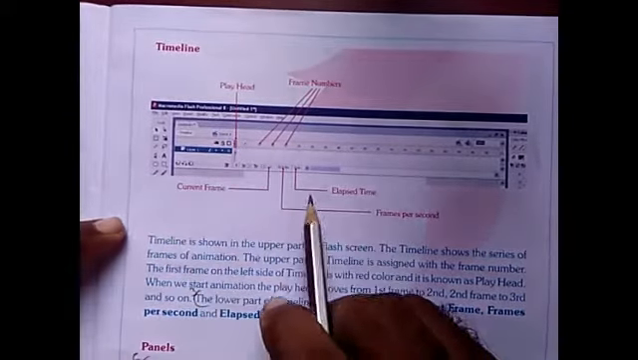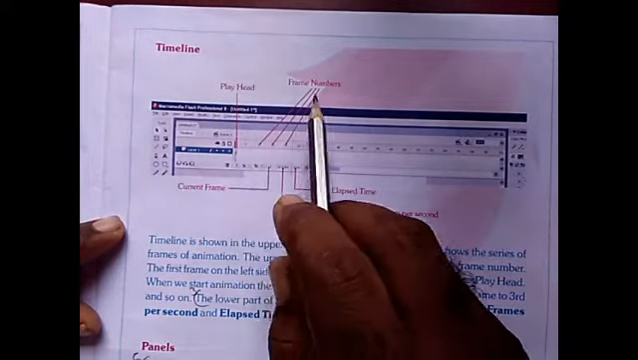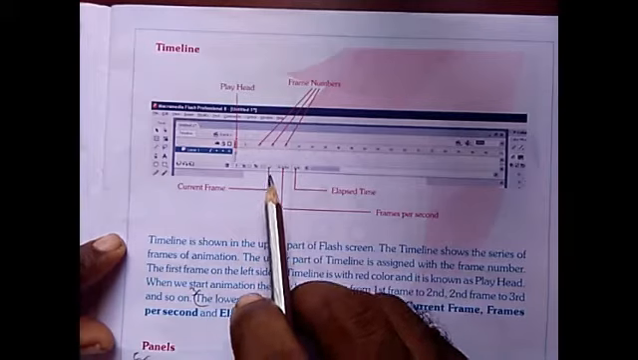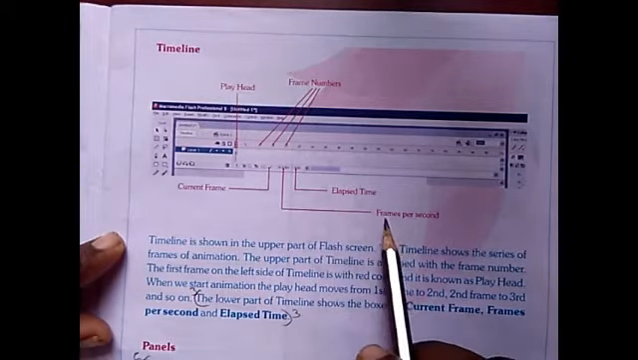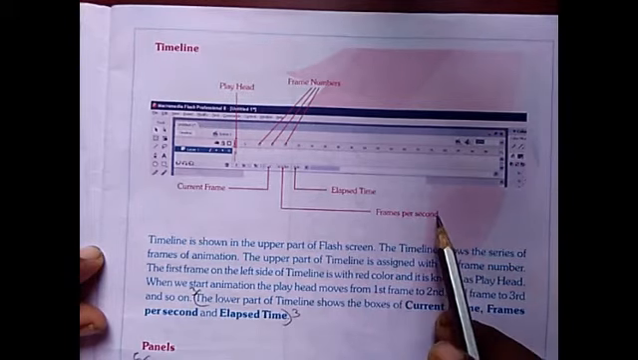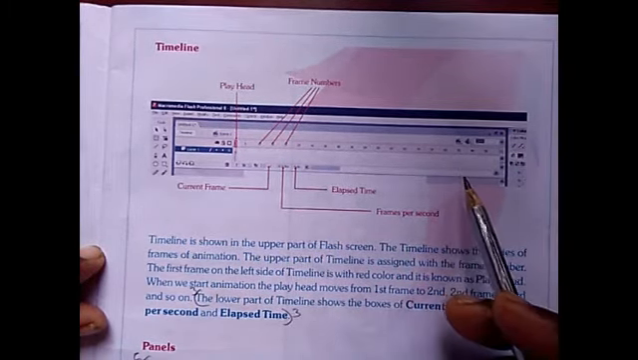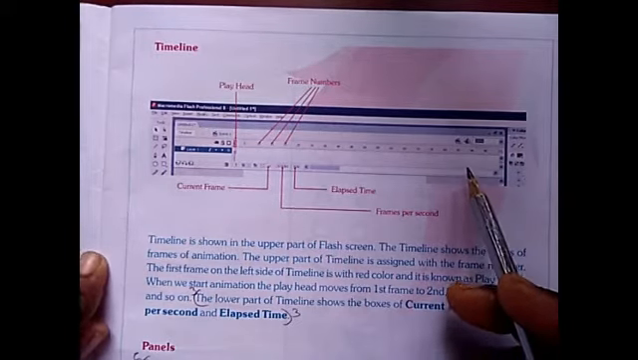This is the timeline where the play head is there, frame numbers are there, and current frame, elapsed time, and frames per second, that is FPS, are there. This is the timeline that we can see in the program.